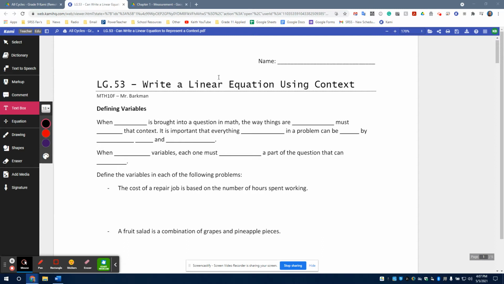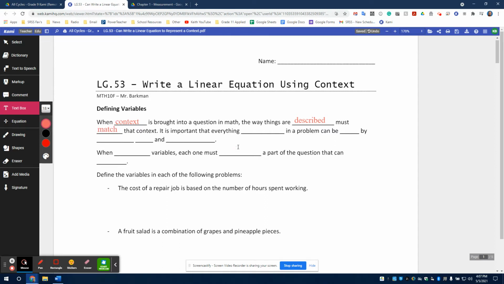And that's context, but we deal with context every single day. So as a little bit of a background here, when context is brought into a question in math, the way things are described must match that context. So they need to match the context.